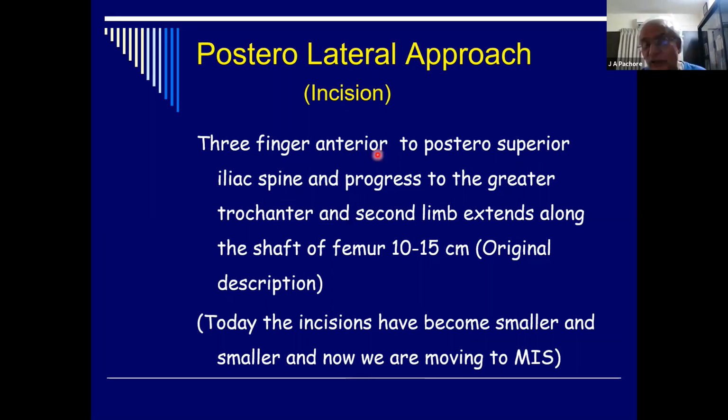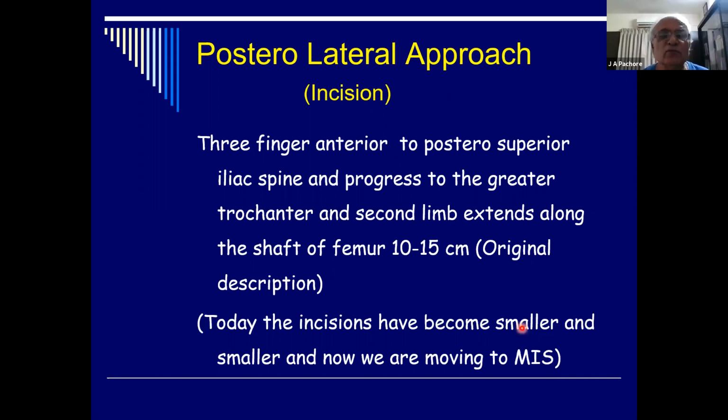Incision, 3 fingers anterior to the posterior superior iliac spine. That was originally described. We don't do this long now. I'll show you. And progress to the greater trochanter, and the second limb extends along the shaft 10 to 15 centimeters. That's the original description. Now, today, we are 4 or 5 centimeters on the trochanter side and 4 or 5 centimeters below. So we are now only 10 centimeters of incision most of the time. Maximum is about 12 centimeters.